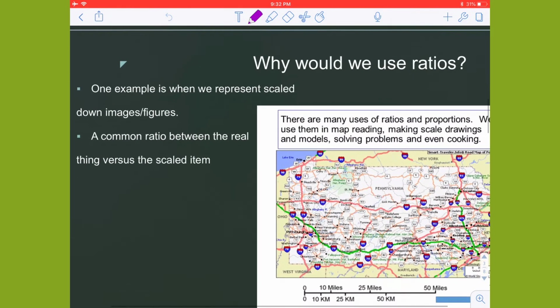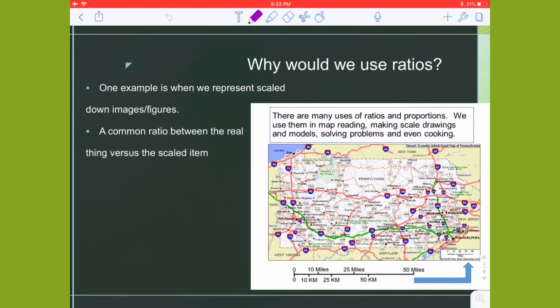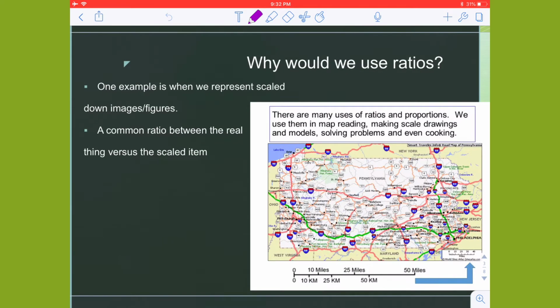Now, why would we ever use a ratio? Well, when we want to represent scaled down images and figures. And a great example of this is in maps. Now, granted, I'm almost positive that about half of you have probably never used a paper map now that we live in the world of GPSs. But on a paper map, you have a scale, and the idea is you would want to know if you're living in Smithfield and you decide you want to take a trip to Raleigh, you want to know how many miles that's going to be.